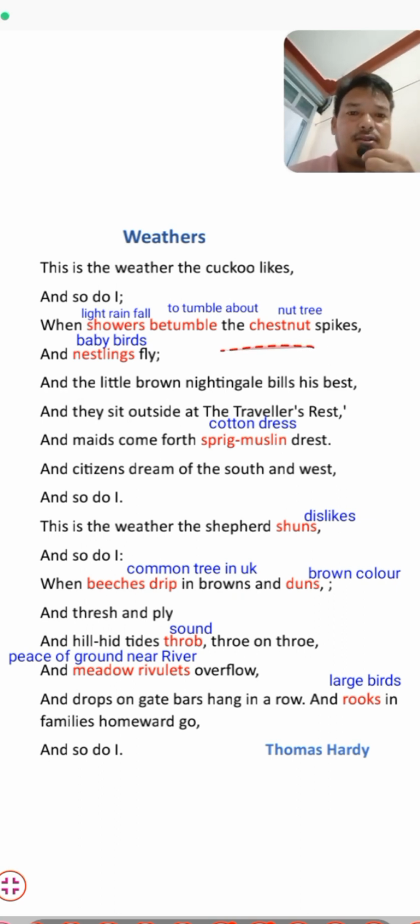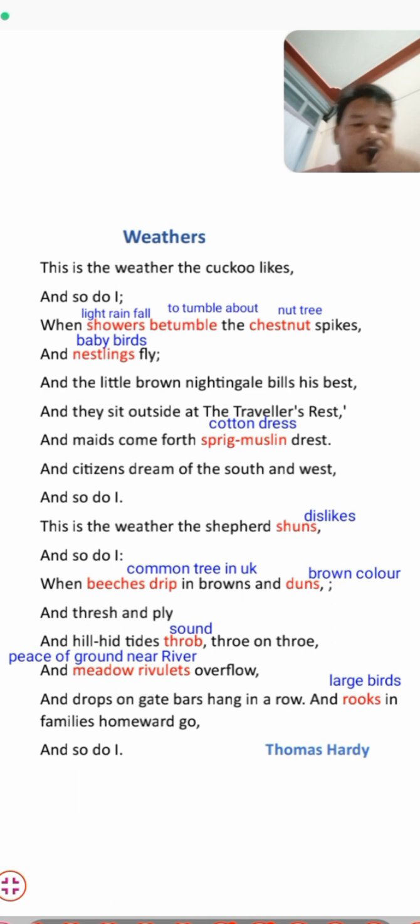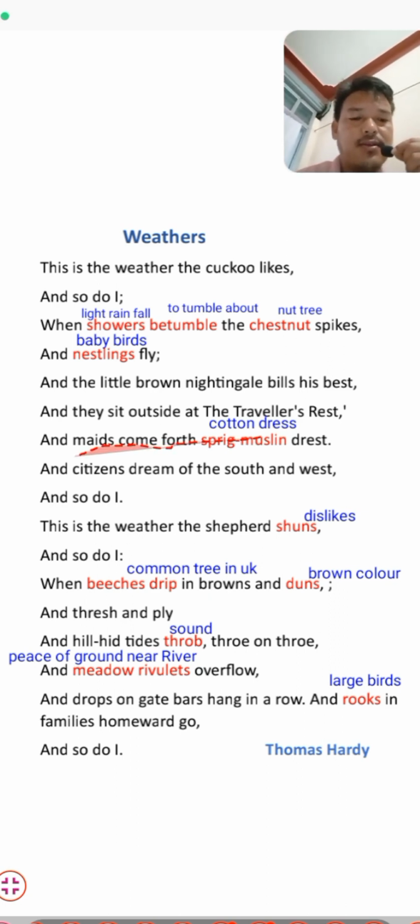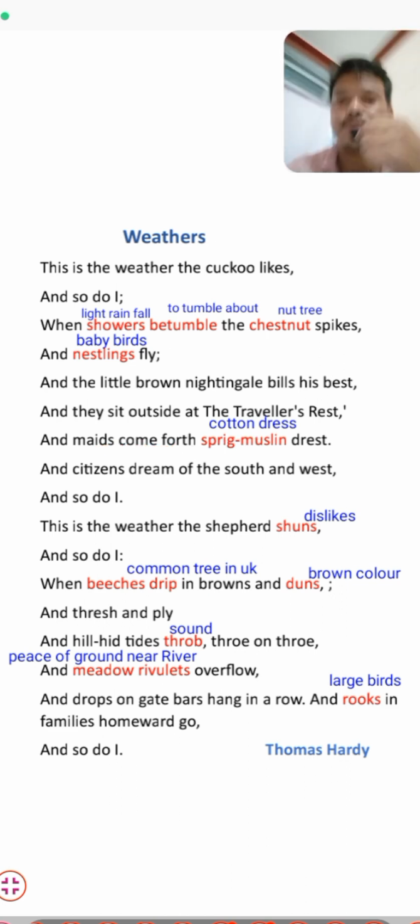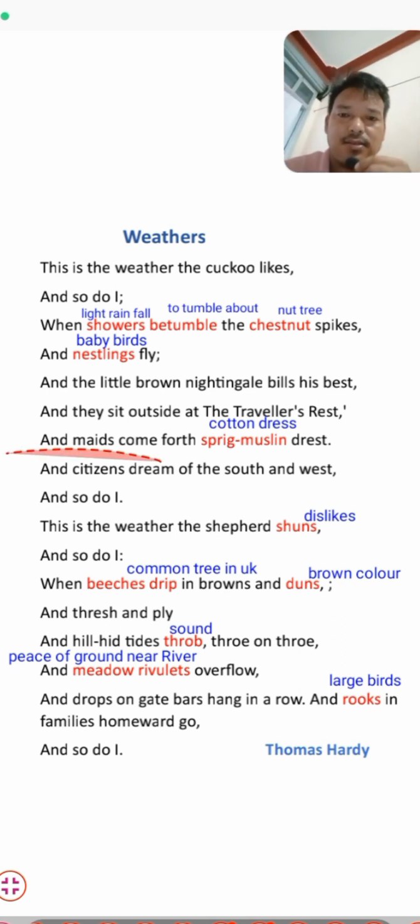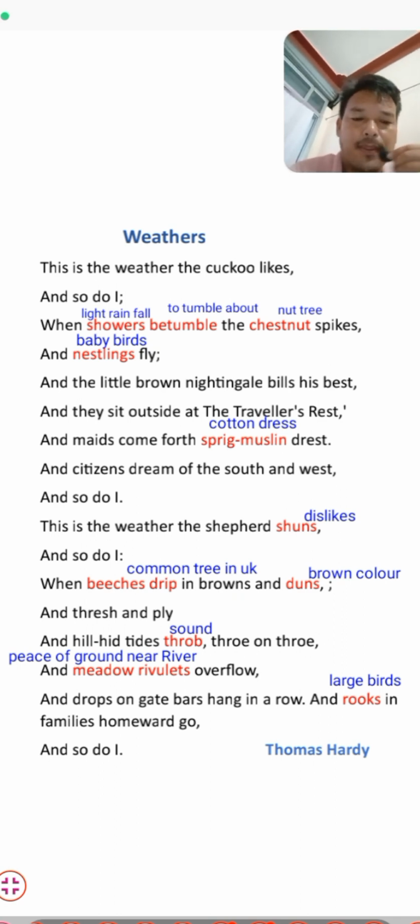Students, chestnut is a kind of tree in the UK. Yes, this is a kind of nut tree. And the poet is also very happy as the nightingale sings at his best tune. And the people, students, come out of the house to enjoy the weather and the bird song. And students, here in the line, maid is a young girl or lady. And young girls are seen in their fine white. Here the word spring muslin is a cotton dress, a white color cotton dress.